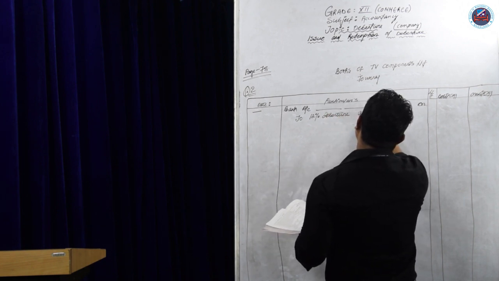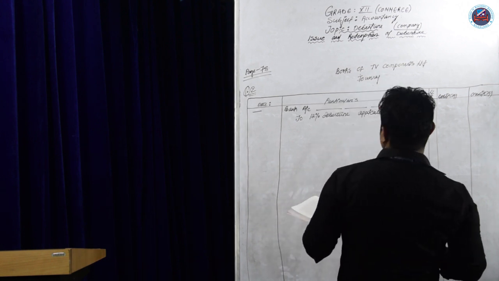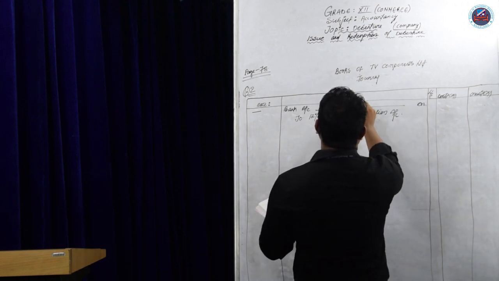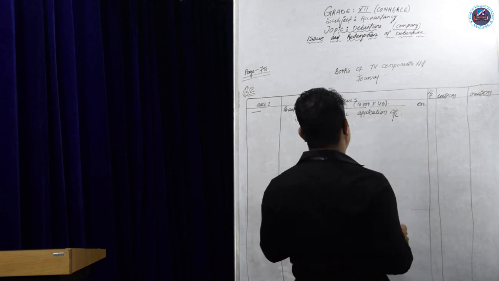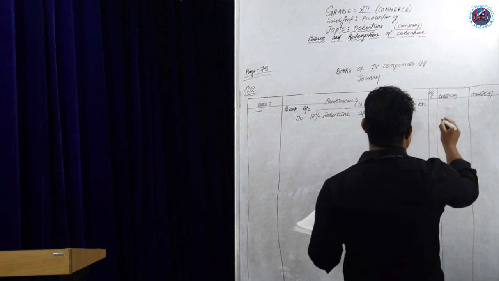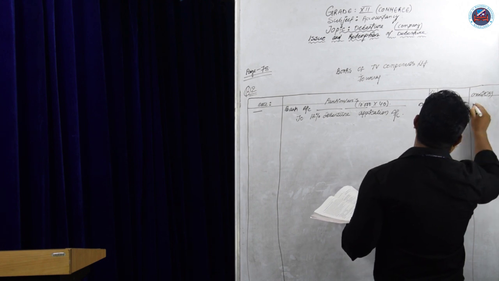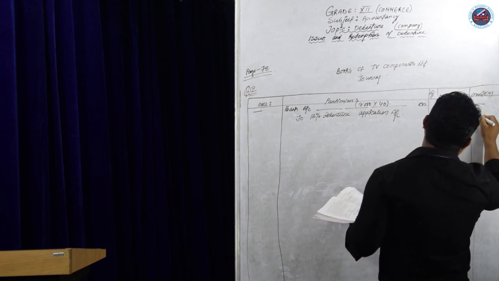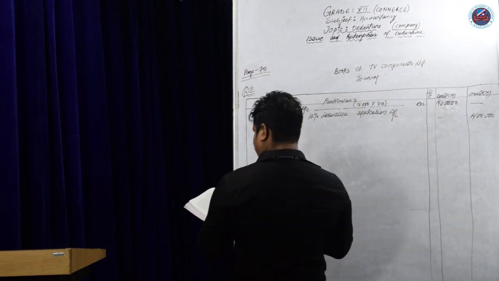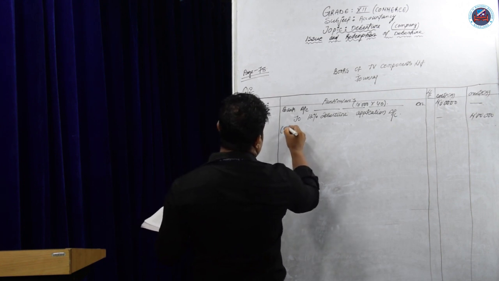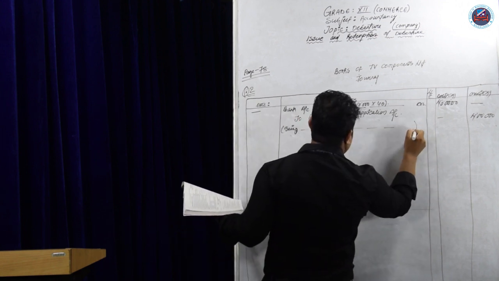So how much is given? 40 rupees. So 10,000 multiplied by 40. If you multiply 10,000 into 40, it will become 4 lakh. Write here 4 lakh. The narration will be the same, being the application money received. I will not add the narration for you, you just see it. That is the narration.